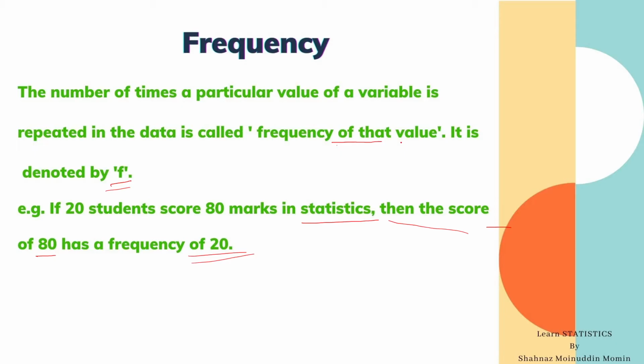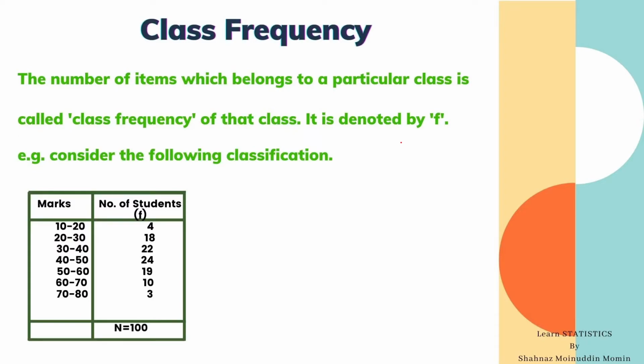Now let us see the next statistical term, class frequency. The number of items which belong to a particular class is called the class frequency of that class. It is denoted by f. Consider the following classification to understand the class frequency.